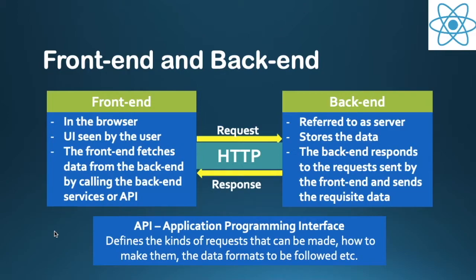What does API or Application Programming Interface mean? It defines the kind of requests that can be made. So it will tell us what kind of requests we can make from the front end, how we make those requests, in which form we can send the data, and in which form we can receive the data. So it basically tells us what we can expect of the server and how we should use it. So this is the basic structure of a front end and a back end application.